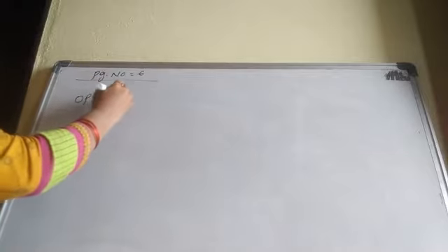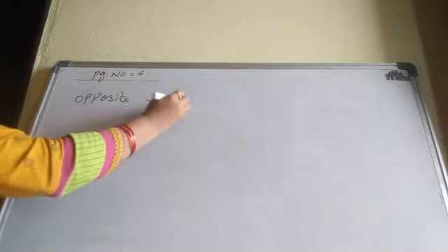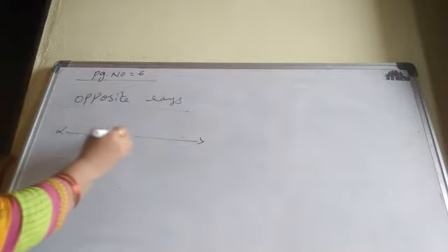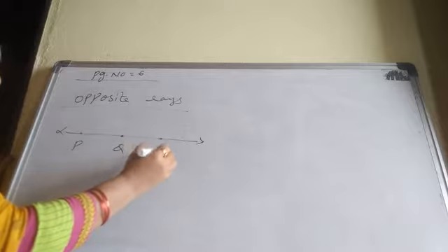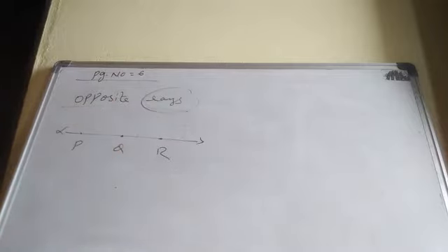Students, our next definition is what? Opposite rays. Okay? Opposite rays means what? It has a common origin and lies on the same line in the opposite ends. Example, we can take betweenness, students. Take 3 points, P, Q, R. So, opposite rays. Here, how many rays can we write?